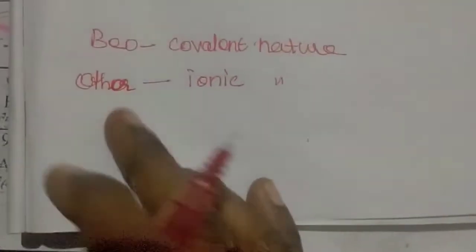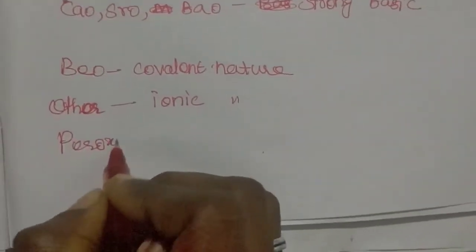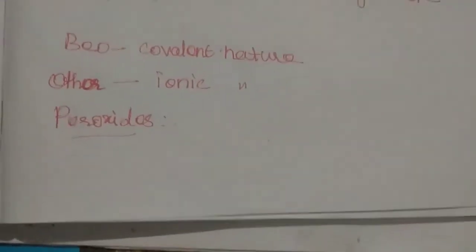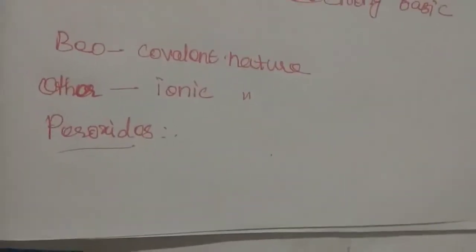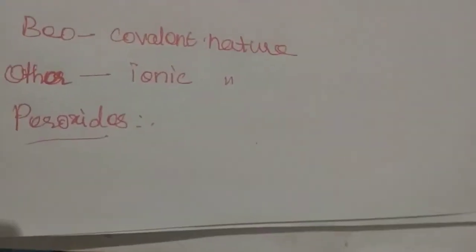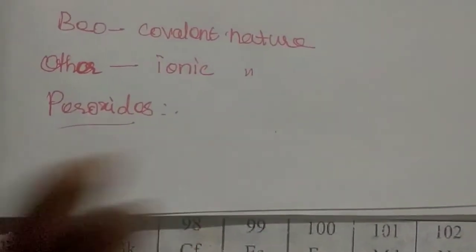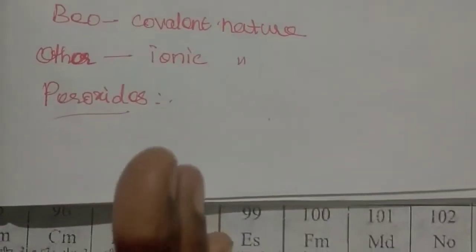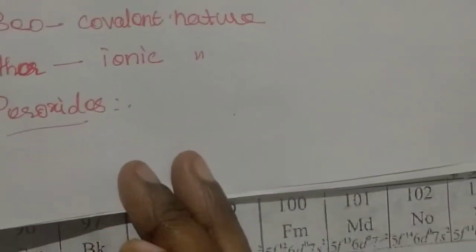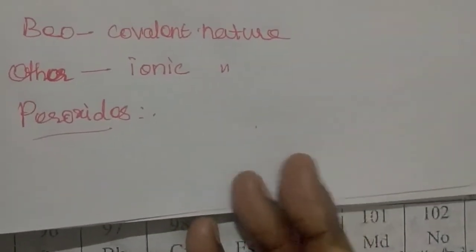First type monoxide over, second type peroxide. So peroxides: except beryllium, all the other metals can form peroxide. So how to prepare the peroxide? Treating the monoxide with oxygen at high temperature prepares peroxide. So beryllium does not form any peroxide, it forms only oxide, and all the other metals can form peroxide. How are they forming the peroxide? Treating the metal oxide with excess oxygen at high temperature.